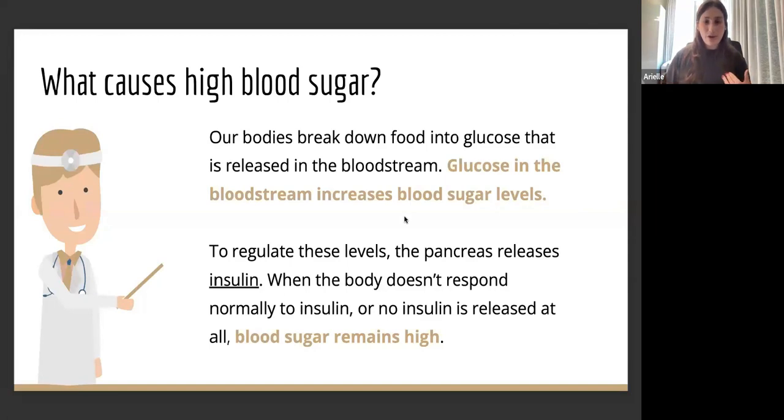And whether the pancreas releases insulin or no insulin is released at all is really the difference between type 1 diabetes and type 2 diabetes. Type 1 diabetes is usually where no insulin is released at all from the pancreas, and type 2 diabetes is insulin resistant, not responding well to insulin. So it's keeping our blood sugars fairly high.